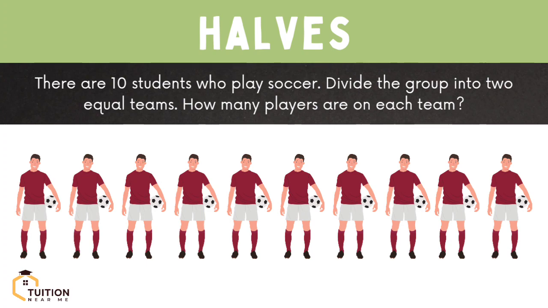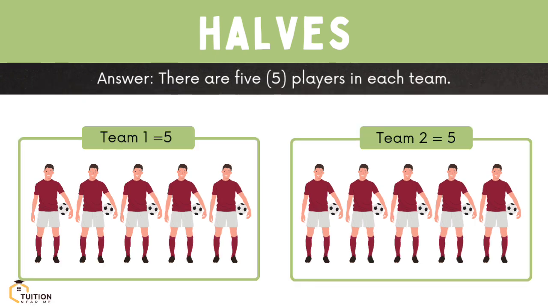Now, let's try another example. There are 10 students who play soccer. Let's try to divide the group into 2 equal teams. This means that we are going to split the 10 students into 2 halves. How many players do you think are on each team? By dividing 10 students into 2 teams, we are going to have 5 players in each of the team.